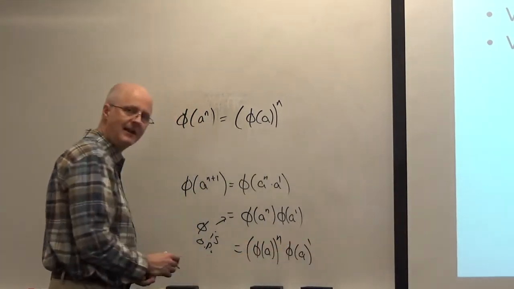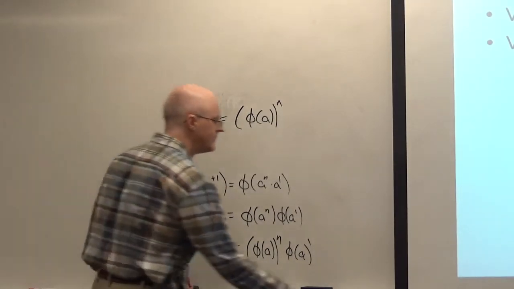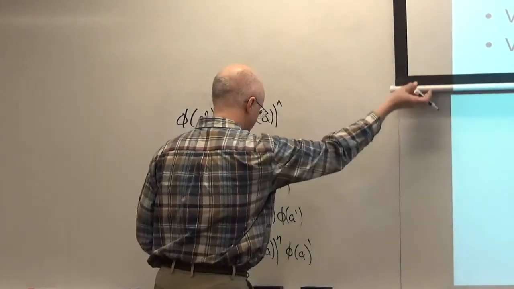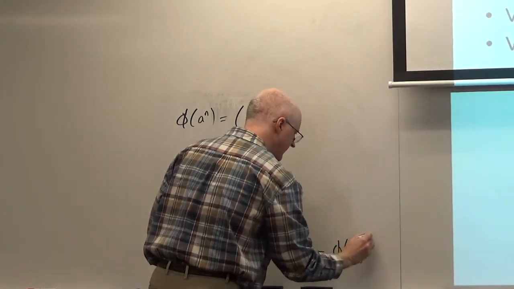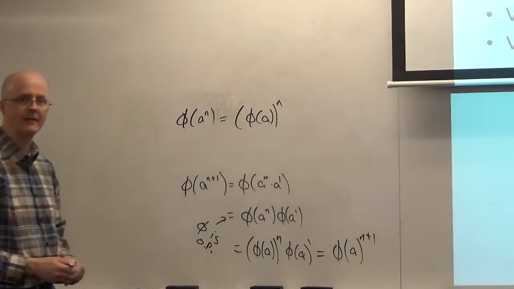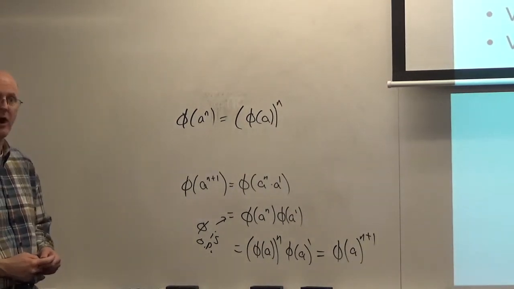I can also write that. Now I can put the 1 up there. And now I can add those exponents. Use a property of exponents to say this. And then apply the principle of mathematical induction to say then that this is true for all positive integers n.